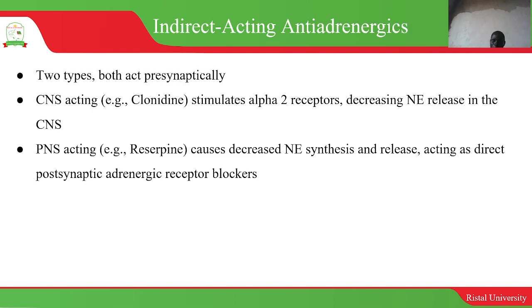Indirect acting antiadrenergics, we say two types, both act presynaptically in the presynaptic cleft. We have the central nervous system acting. We have clonidine, which stimulates alpha 2 receptors, thereby decreasing norepinephrine release in the central nervous system. The other is the peripheral nervous system acting one. We have reserpine. This one causes decreased norepinephrine synthesis and release and acts as a direct postsynaptic adrenergic receptor blocker.